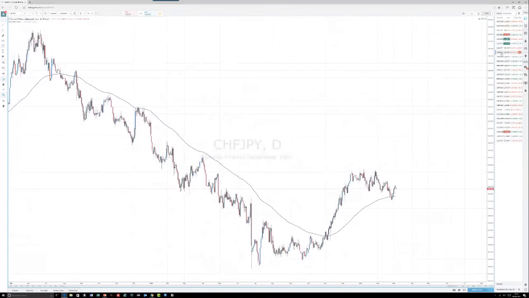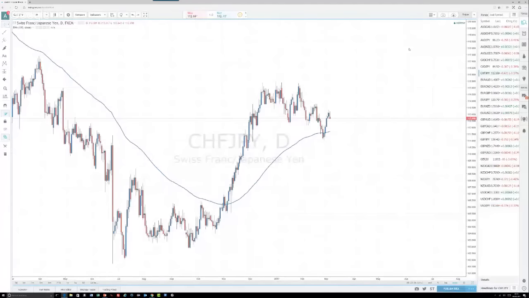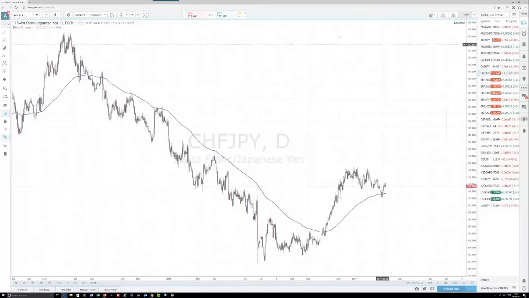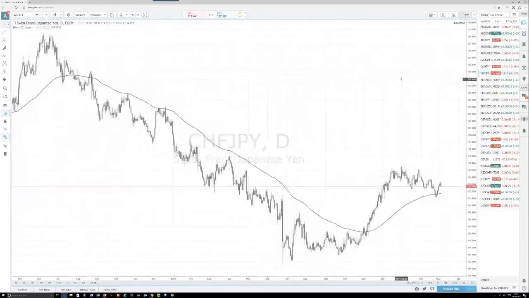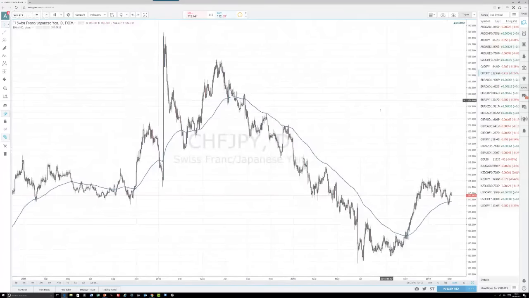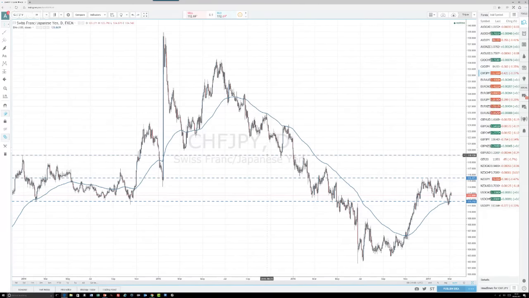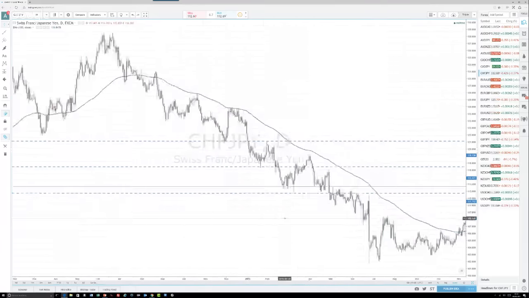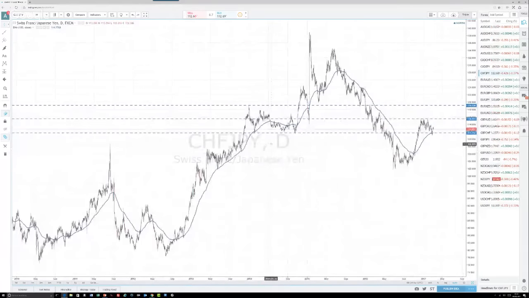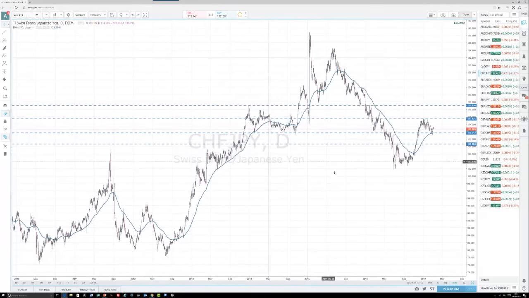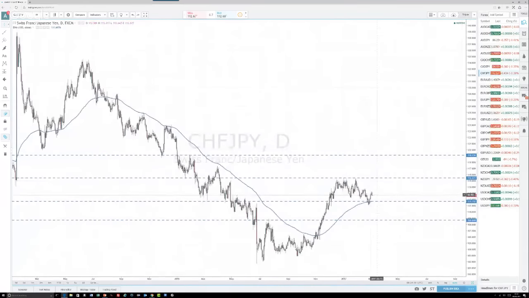Swissy franc. So what about the Swissy franc? Again, we've got some levels to be playing with. There's not a great deal. Can we zoom out a bit more? So we've got a little bit to play with here.